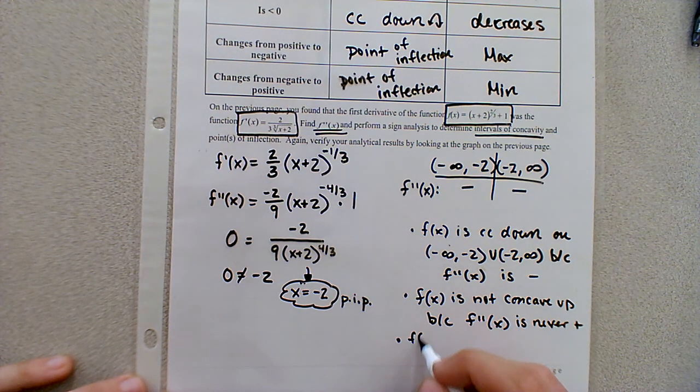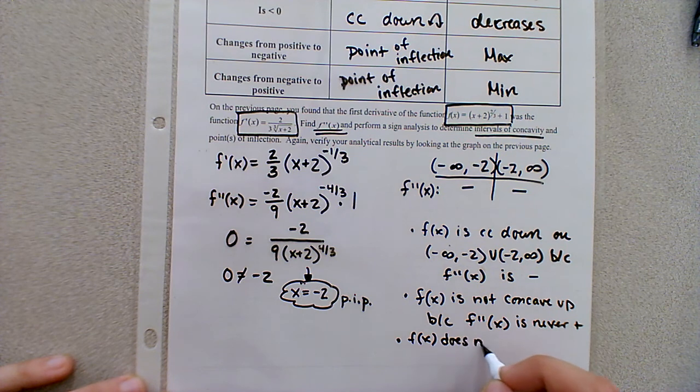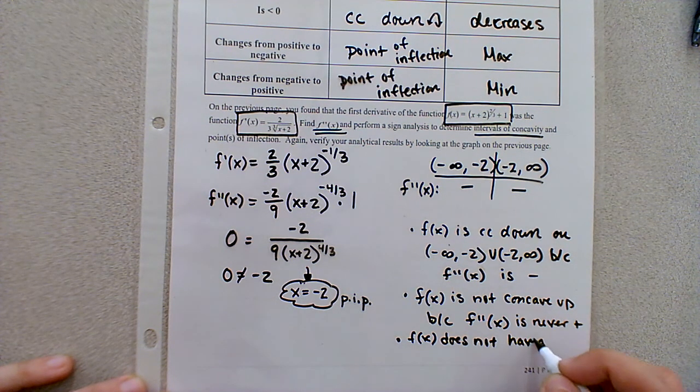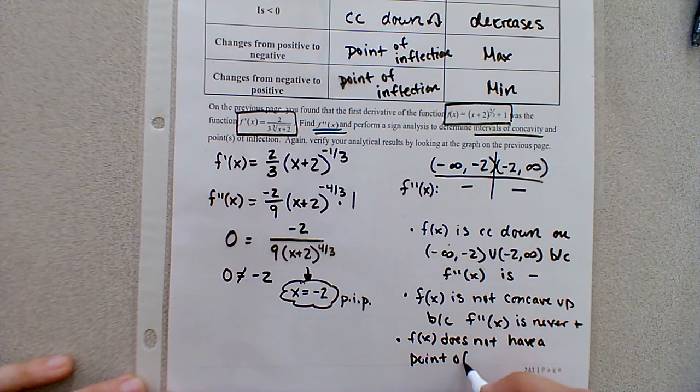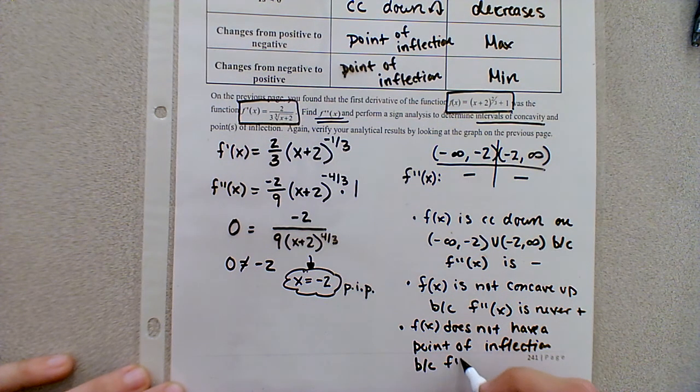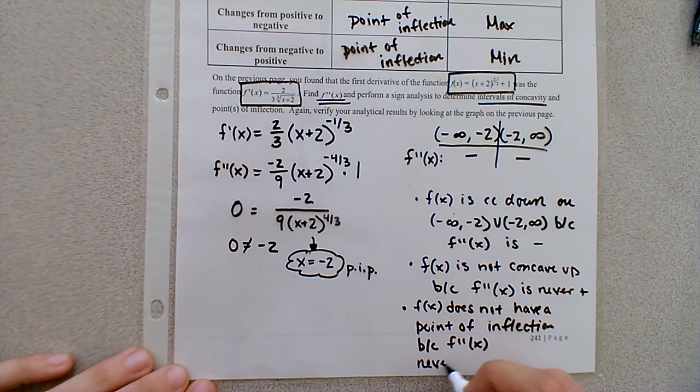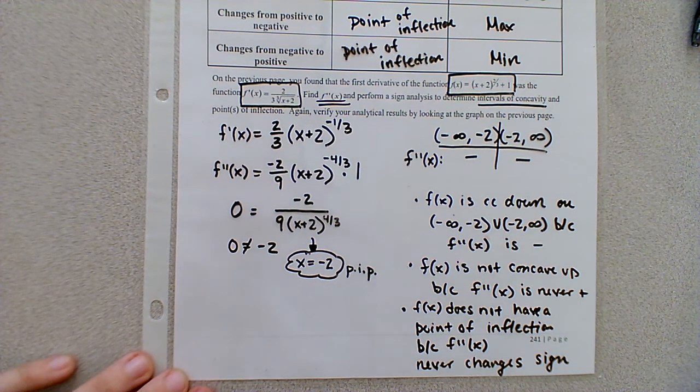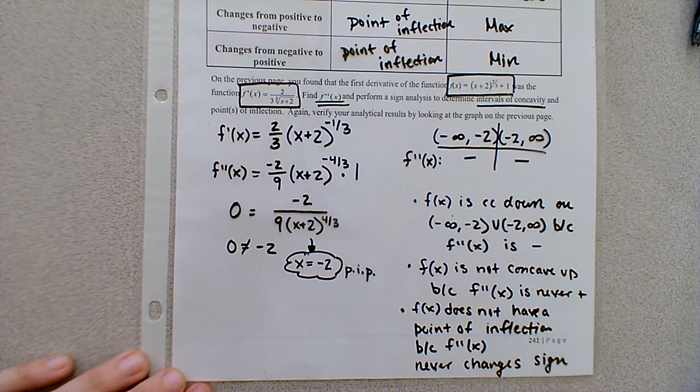We could also say something like f of x does not have a point of inflection because the second derivative never changes sign. So it's a very similar analysis to what we've been doing with the sign chart, just we're using the second derivative this time instead of the first derivative, and we have to be careful about the connections the second derivative has to the original function. We're dealing with concavity, okay, curvature, not just increasing and decreasing anymore.